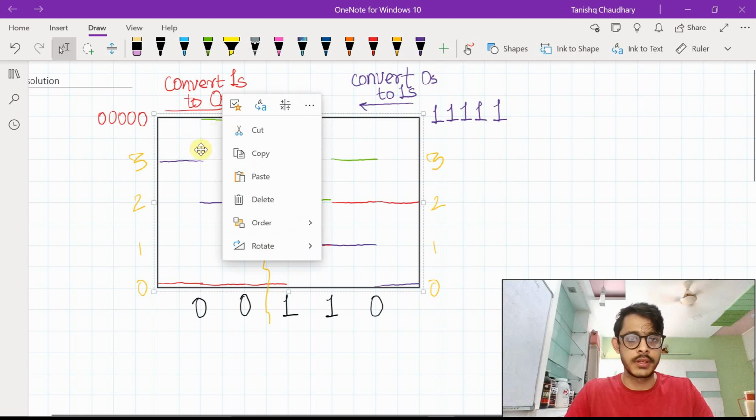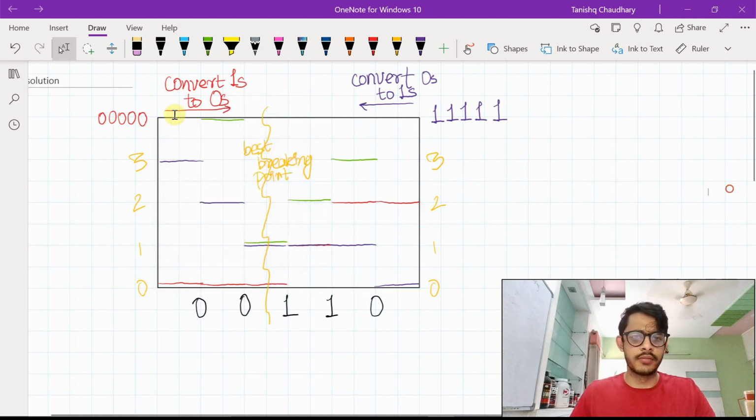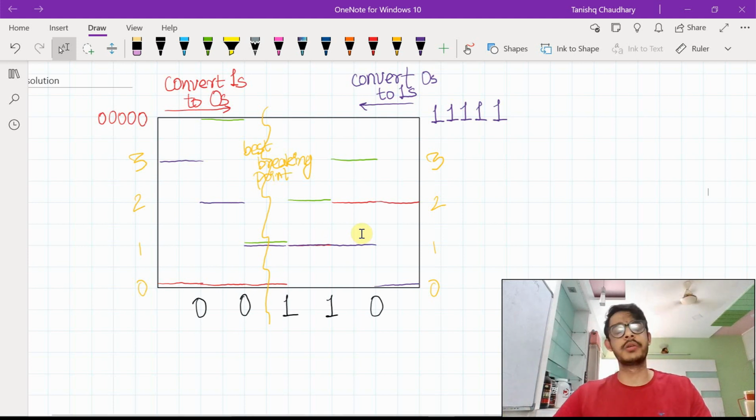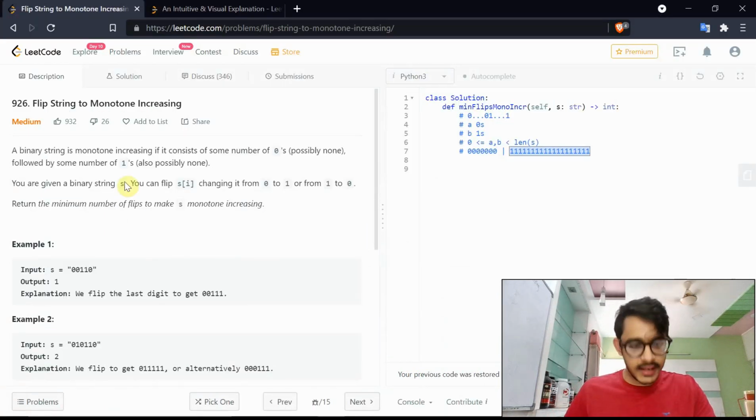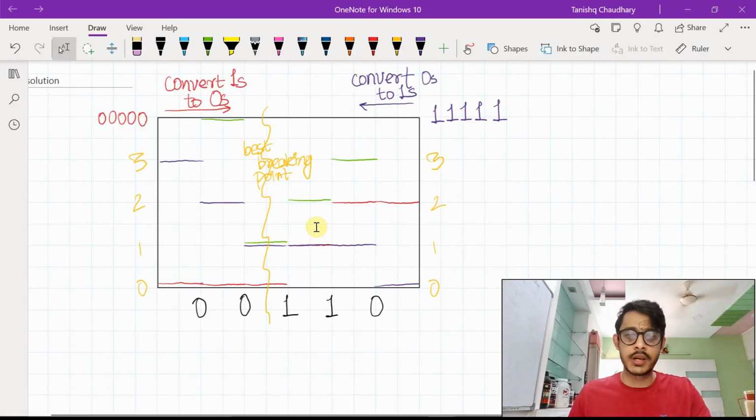Okay, let's fix this later. From this point to this point, the purple says it's a cost of 1 and the red says it's a cost of 0. So the total cost is 1. Similarly, we'll figure it out for each and every single one of these intervals. At the end, you will find a particular point having the minimum cost possible. And that is what the question asks you. It asks you to find the minimum number of flips.